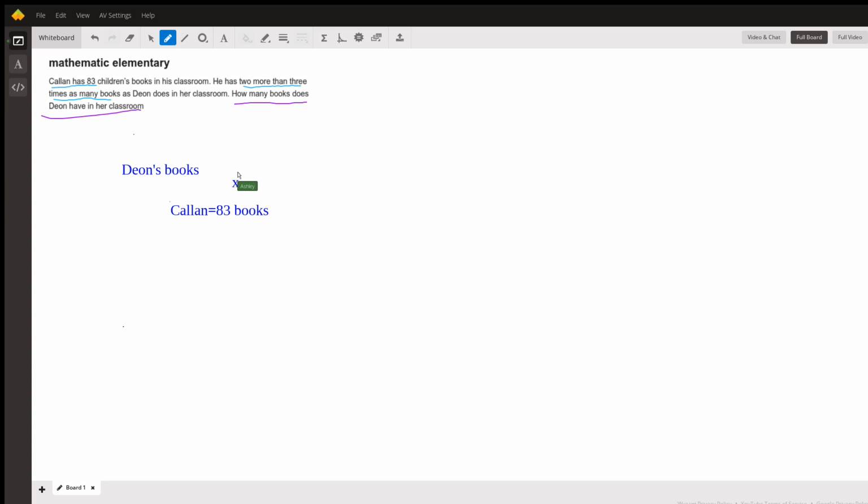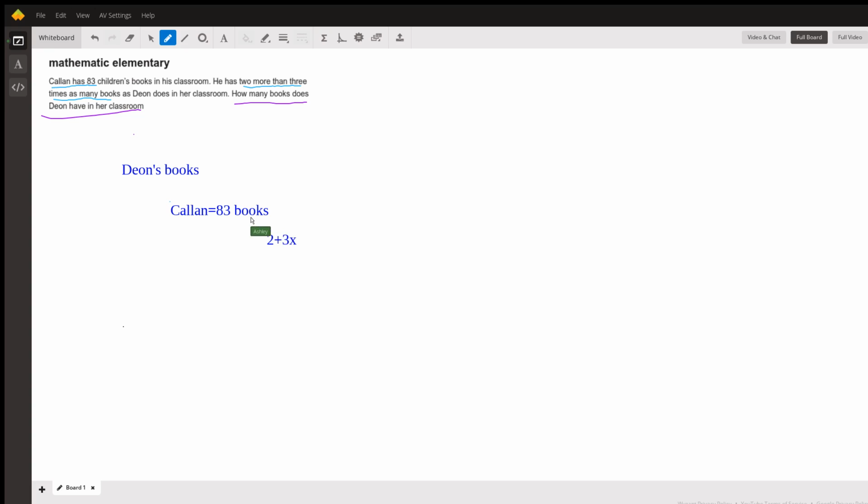So now when we're talking about the books in relation to each other, it tells us right here, Callan has 2 more than 3 times as many as Deon. So we're going to add 2. And when it tells us 3 times as many, we know we're going to have to multiply by 3. Okay, so now we need to go ahead and set them equal.